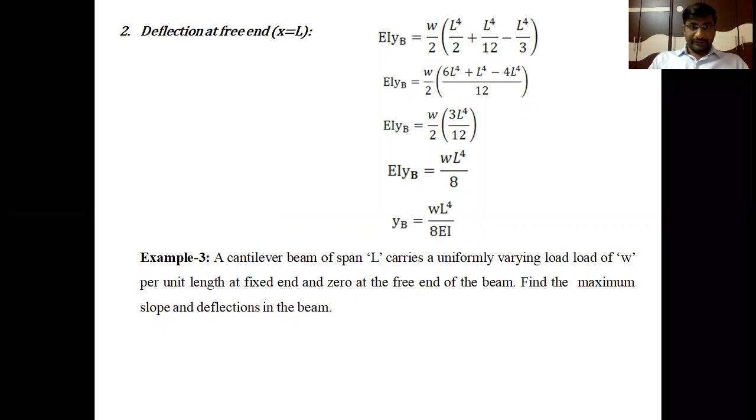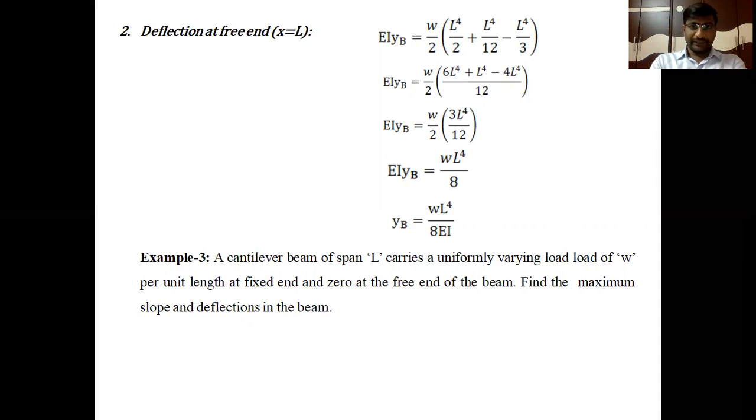In yesterday's class, we discussed two worked examples to determine the slope and deflections for a cantilever beam at the free end by using the double integration method, isn't it? Now, some more problems we will discuss in this class by using the same method, that is, the double integration method.